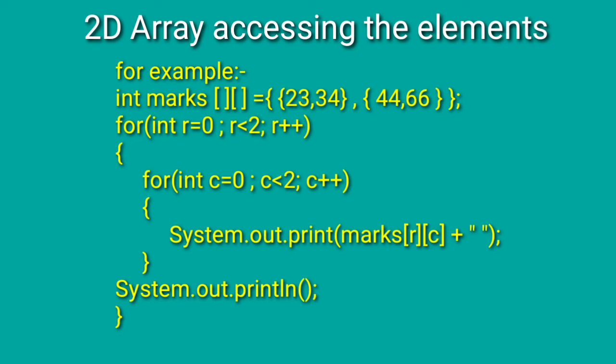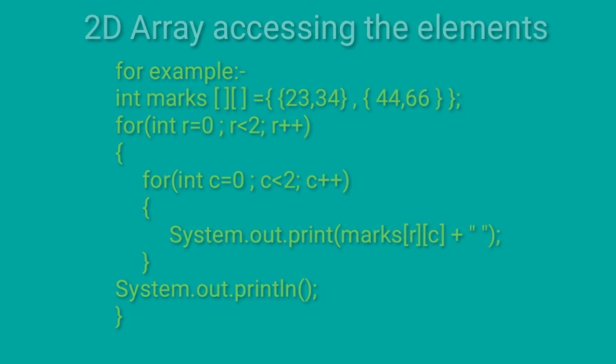So this is the inner loop, and it will process the columns, and then inside the loop it will print the element using marks[r][c]. r is the row value and c is the column value. Then a space will be printed, and after the inner loop one System.out.println statement is there. It will shift the cursor to a new line for processing the next line of elements in the 2D array. So in this way you can process all the elements of a 2D array.